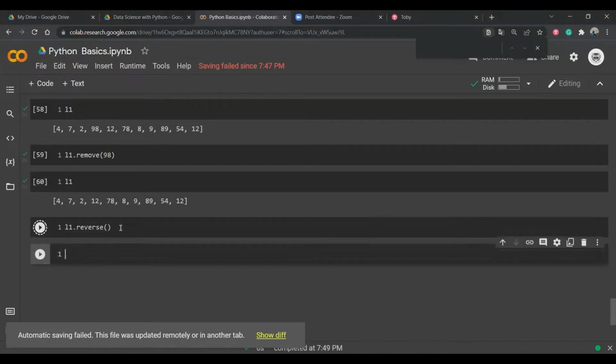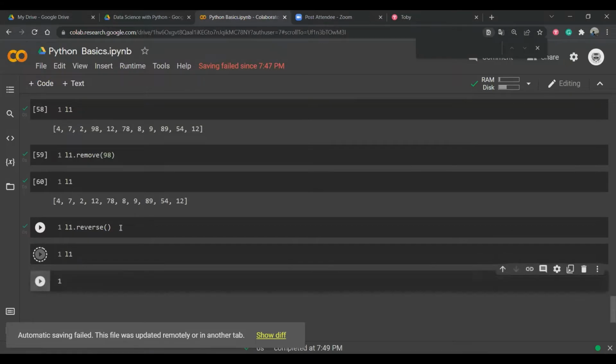If you have more than one 98 in the list, will it remove all the 98s?